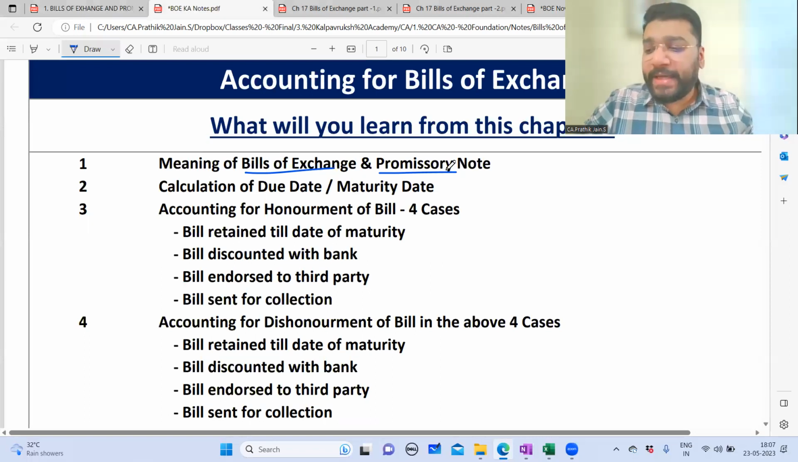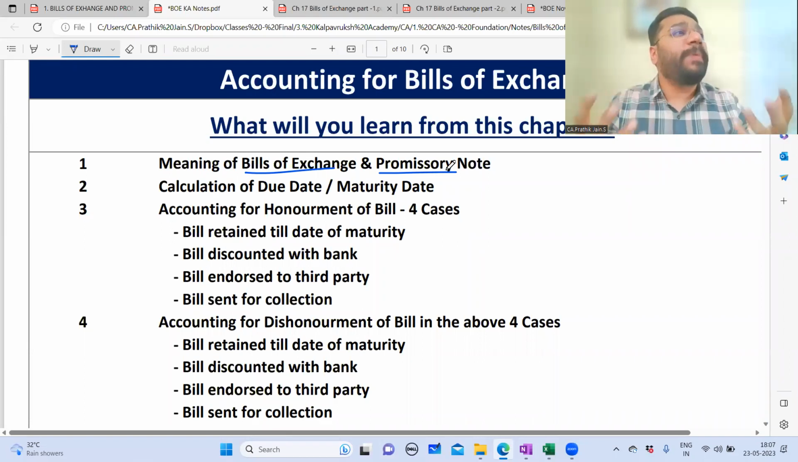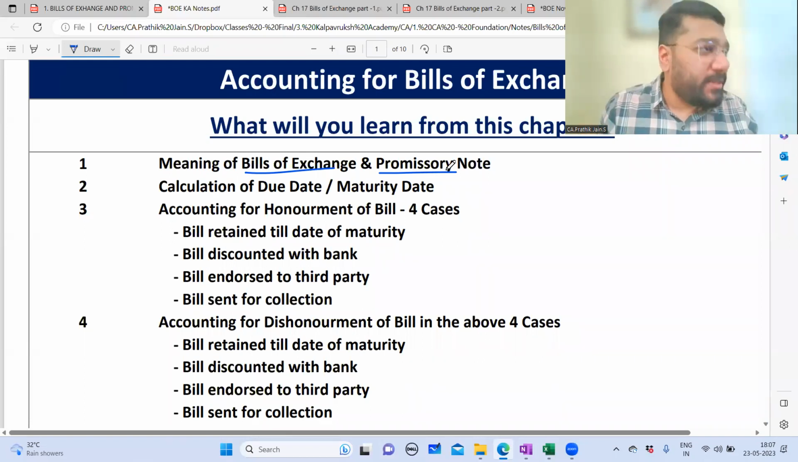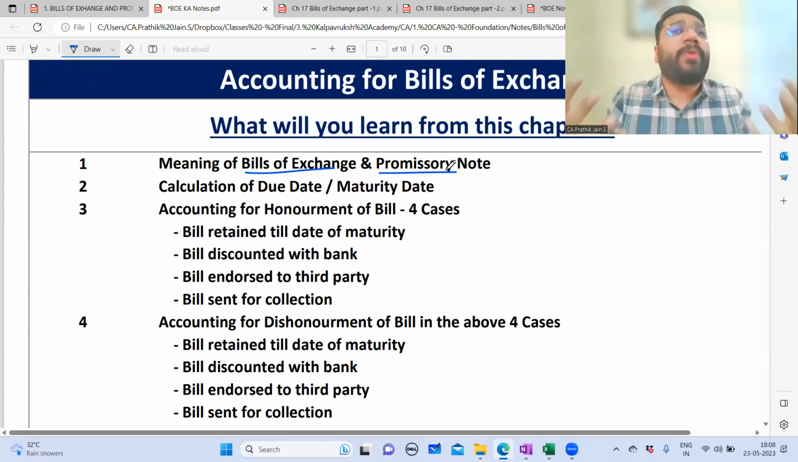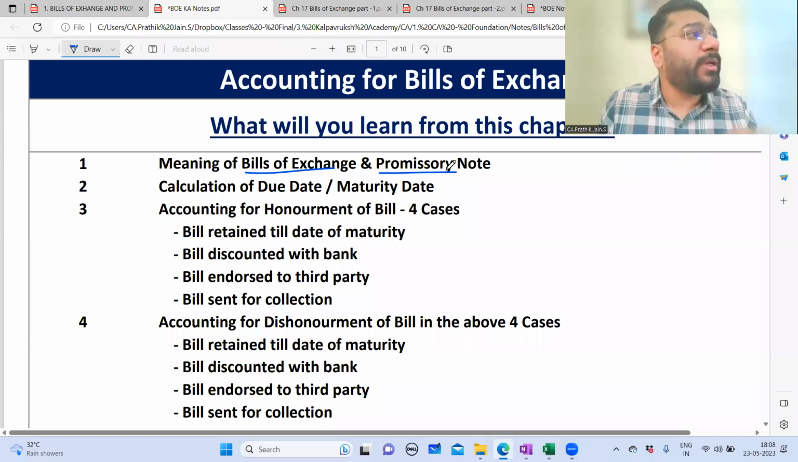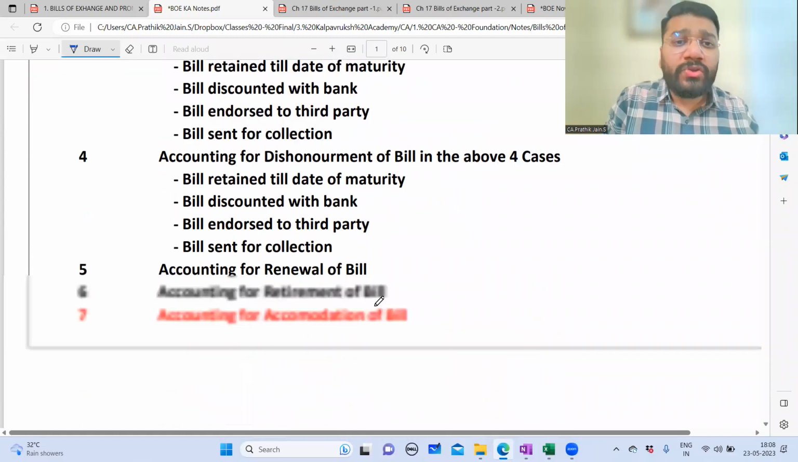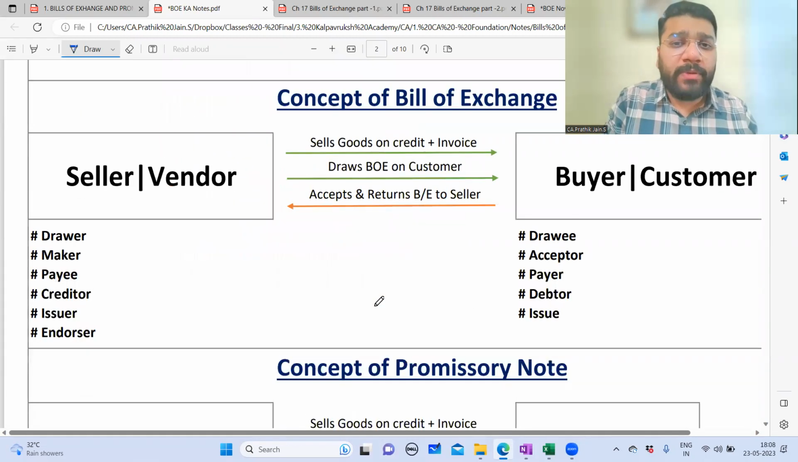So a bill of exchange, guys, or a promissory note is a concept that comes into the picture during a credit sale or a credit purchase transaction. Upon a credit purchase or a credit sale transaction, the concept of bill of exchange or promissory note comes into picture. So what did we understand by the concept of bill of exchange?